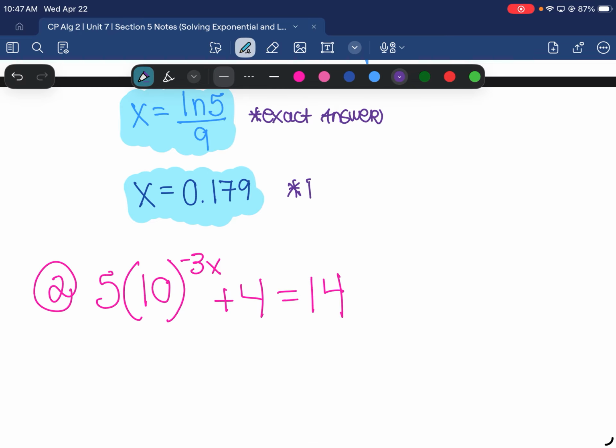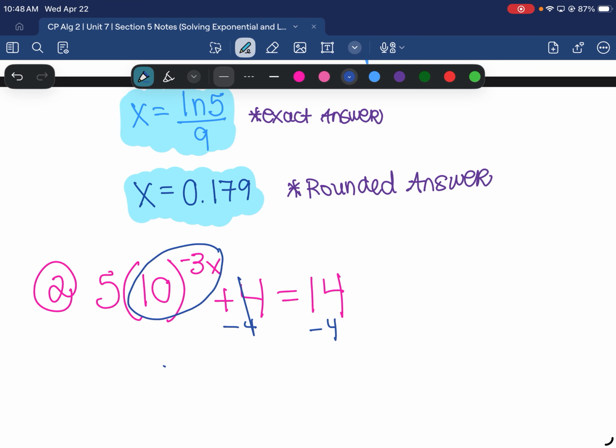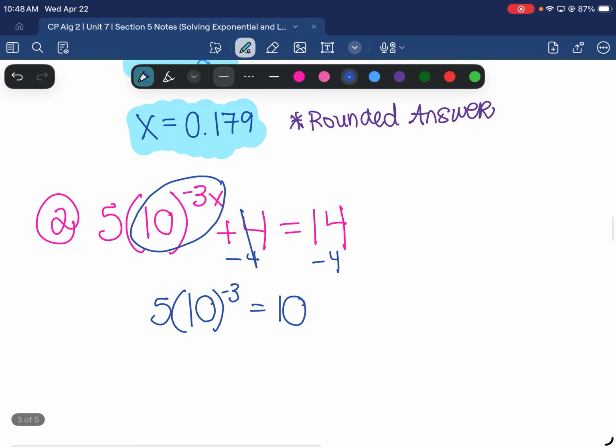Isolate the exponent. Would you subtract 4 and divide by 5? Yes. You are trying to get this by itself. So I would agree. Minus 4. Divide by 5. I forgot an X. There we go.